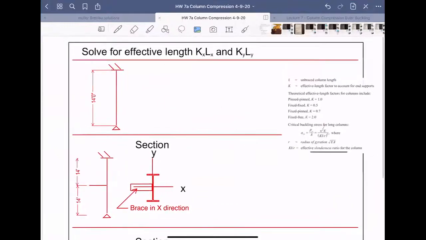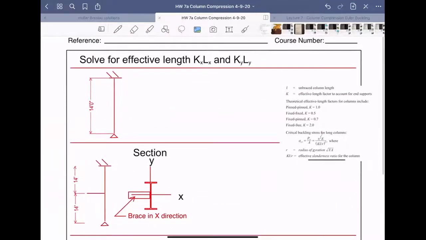We're going to talk about KL, and I've separated it into KL over X and KL over Y. I wanted to go over that in more detail. The point is that the column can bend in either axis. So here, I first asked myself, is there anything bracing it? And the answer is no. Okay, great.